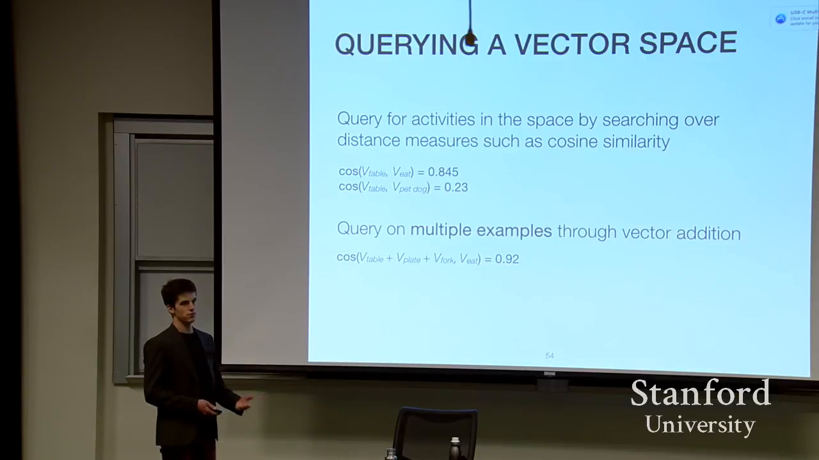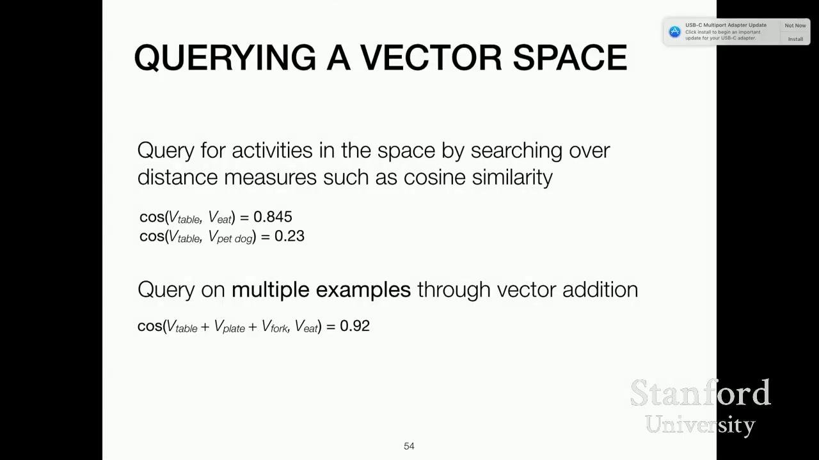We can formalize this through measures like cosine similarity, distance measures over vectors, which tell you that table and eating have relatively high cosine similarity, while table and pet dog would have relatively lower cosine similarity. The other nice property here is that we can query on multiple examples through vector addition. If we want to combine multiple pieces of context for a query, we just sum those vectors together, run that against all the other activities in the space using cosine similarity, and then compute a ranked list of the associated activities.